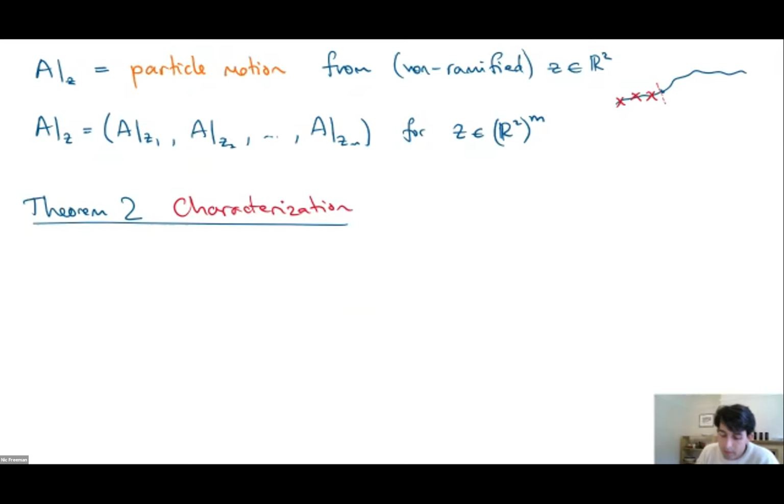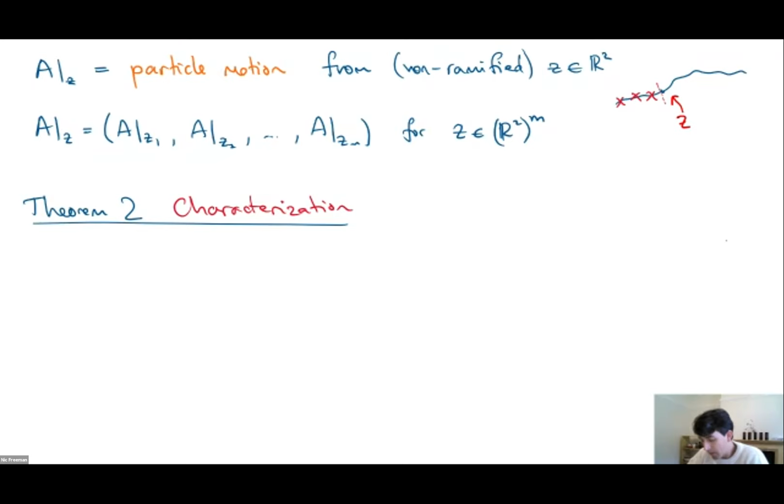Okay, so let's fix a point Z in space-time. So this is this blue object in the middle here. Look at the path going through Z. Now it's possibly there are several paths going through Z, but let's just say for the moment there's just one of them. Cross out all of the stuff that happened before Z and just take the path segment after Z. Now that's the particle motion going through Z.